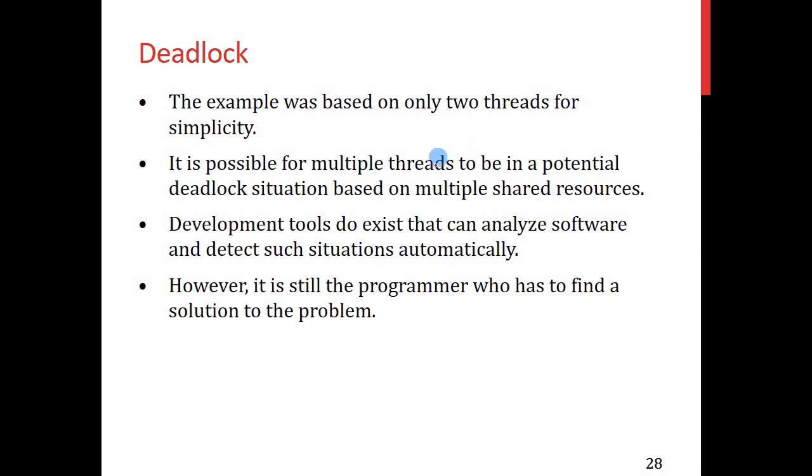And of course this is just shown for two tasks for simplicity, and you can have a situation where multiple tasks can be waiting for multiple resources in a similar fashion, and all of them could be in a deadlock situation at the same time. So this is of course a serious issue, and fortunately for us, many development tools have progressed to a level where they are able to do some analysis of software and actually detect such situations and warn us automatically while we are compiling and building the code. But of course it is still up to the programmer to find a solution to the problem.